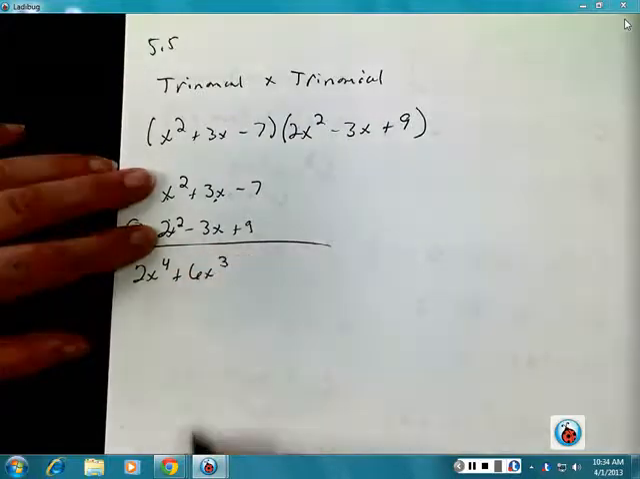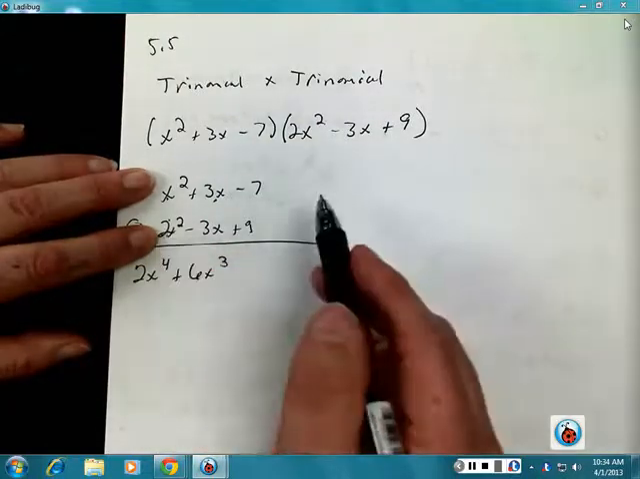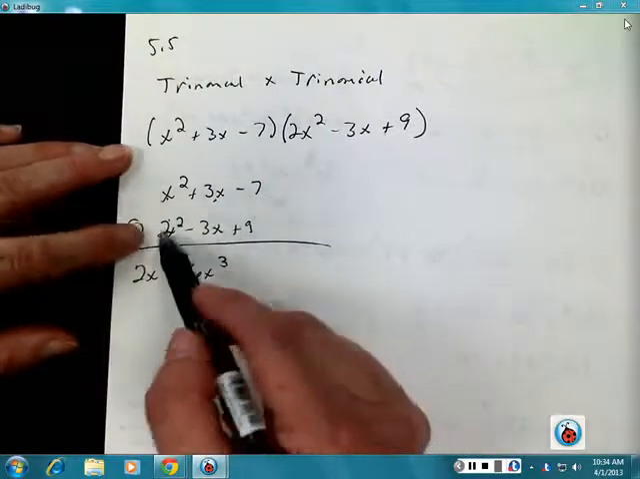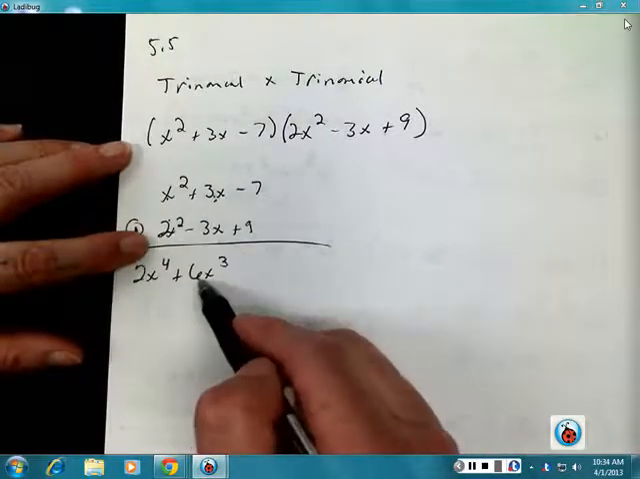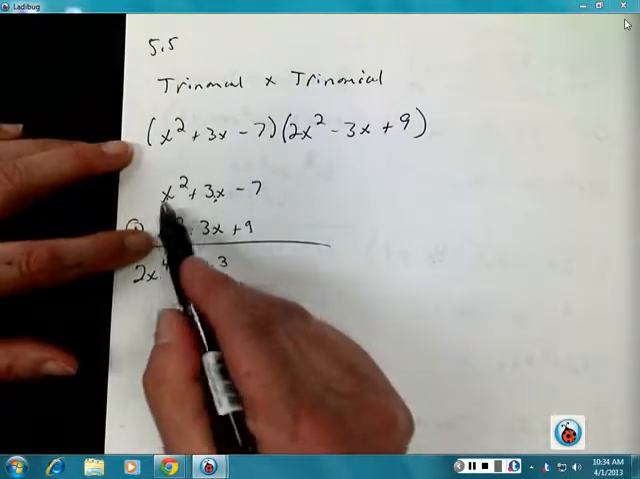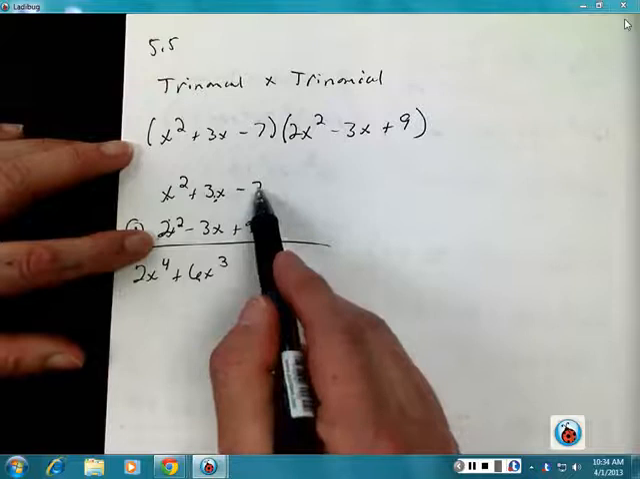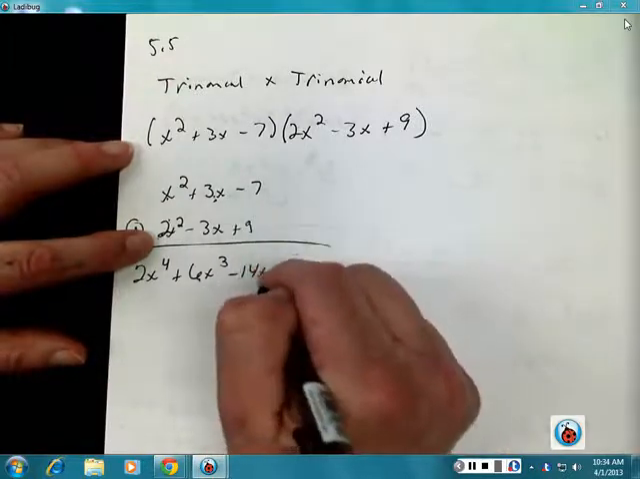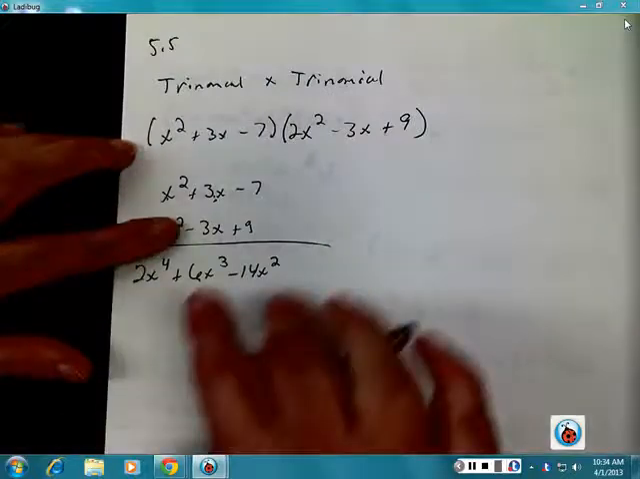6x cubed. But it's minus 6, isn't it? Negative and a positive. No, it's a positive 2 times 3. Oh, it's positive 6, okay, I see what you're doing. I thought you were going straight. Nope. Just taking the first term and multiplying it by each piece. Okay. 2x squared times a negative 7 is a negative 14x squared. Then go to my middle.